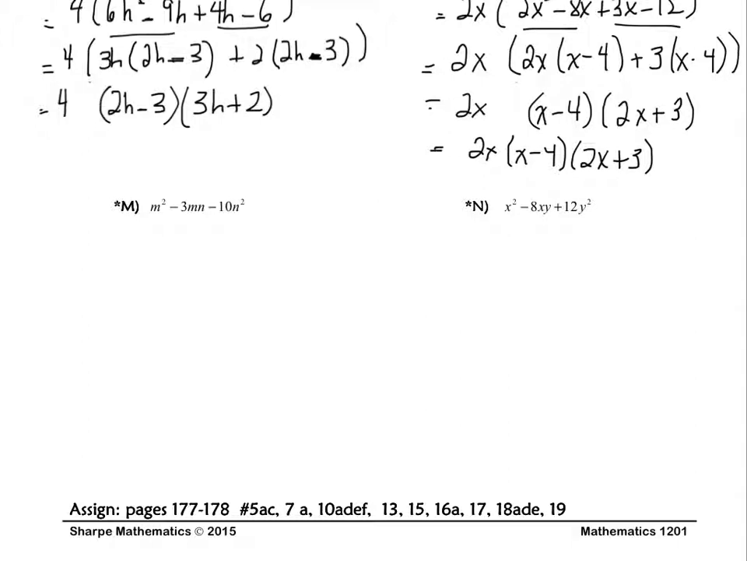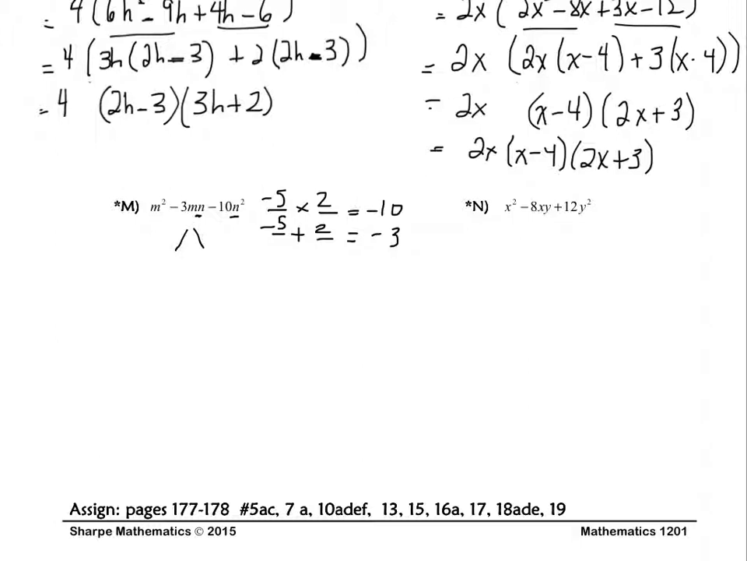So the next one, it has a star next to it, and the reason it has a star next to it is because there's an extra variable in there. So these ones here, you can just kind of do them the same way. If you ignore that n and n squared, it is just one of those trinomials that we were factoring earlier in the chapter, and we'd be looking for two numbers that multiply to give you negative 10 and add to give you negative 3, which would be negative 5 and 2.